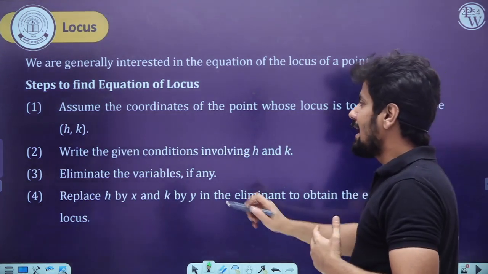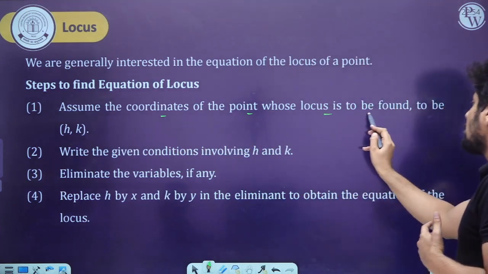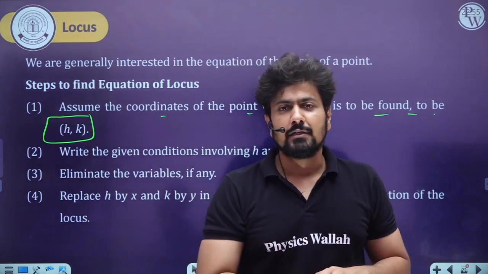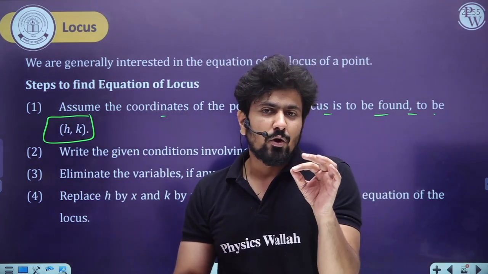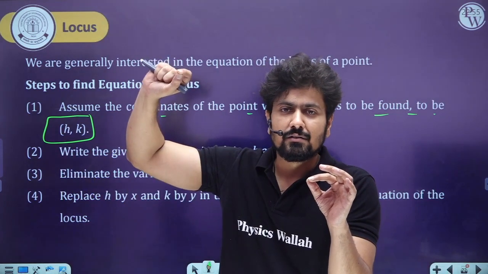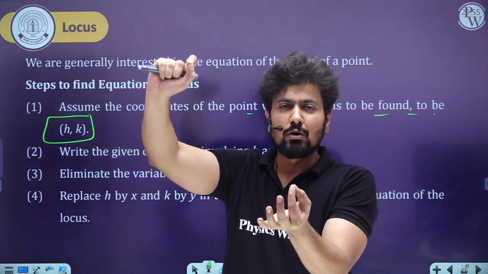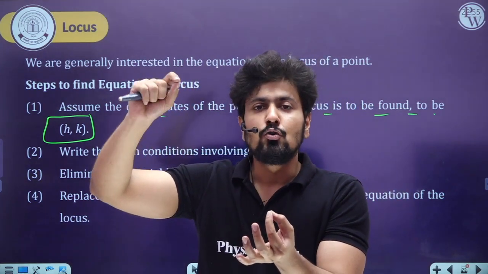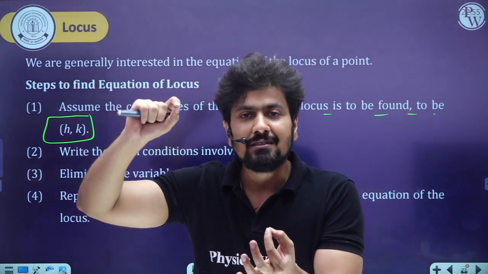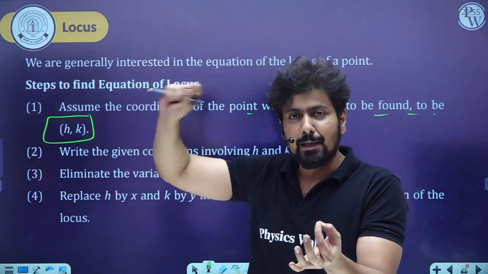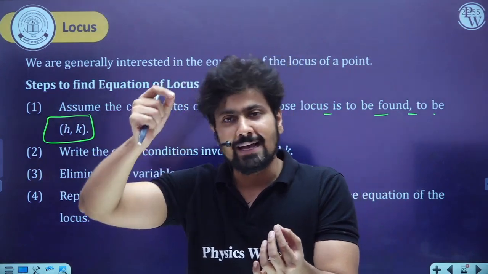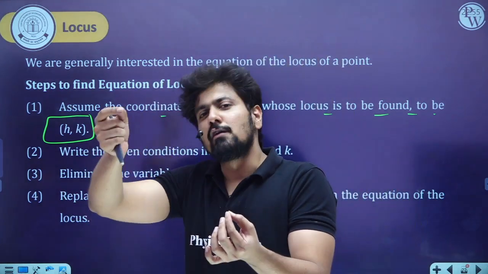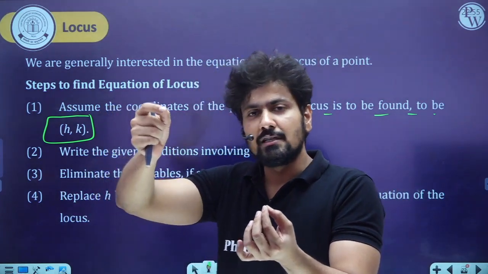The first step is, assume the coordinates of the point whose locus is to be found to be h comma k. Suppose they are asking, find the locus of a point which is at a fixed distance from the origin. I will consider the point whose locus we want to find as h comma k. You can also consider that point to be x comma y, and that will also work, but to avoid confusion we consider the point to be h comma k.